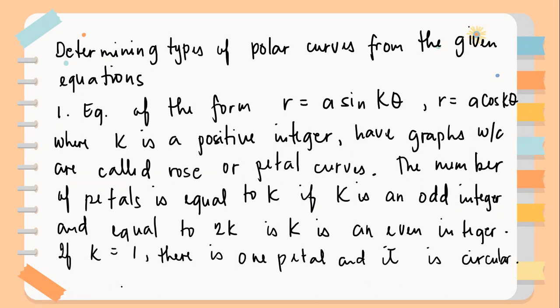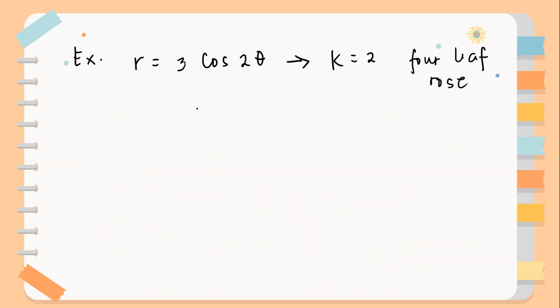Sample. r = 3 cos 2θ. Therefore, k is equal to 2, so we have 4 leaf roses. Okay. What if the given is r = 2 sin 3θ? Therefore, k is equal to 3, and therefore you have 3 leaf roses.